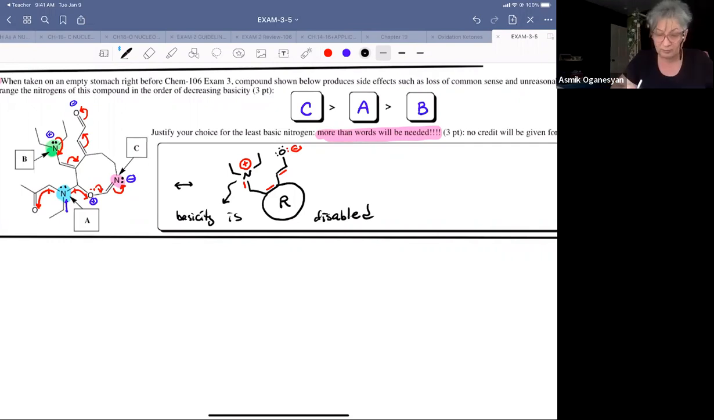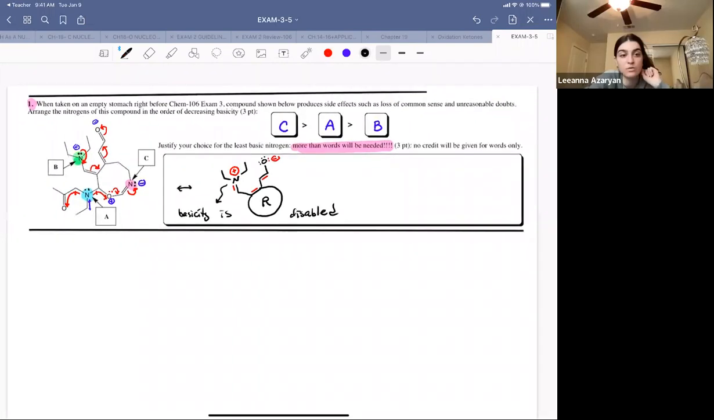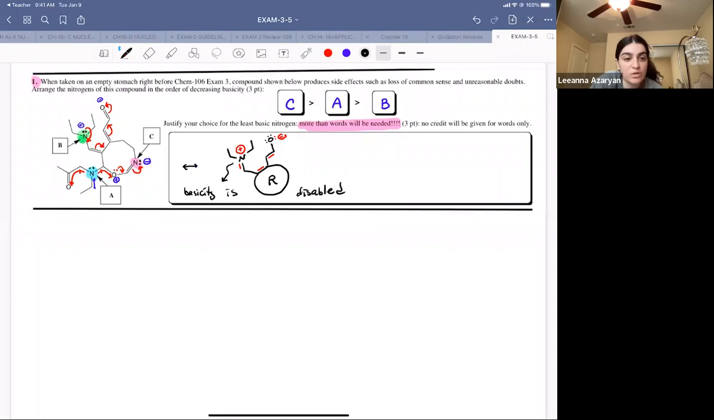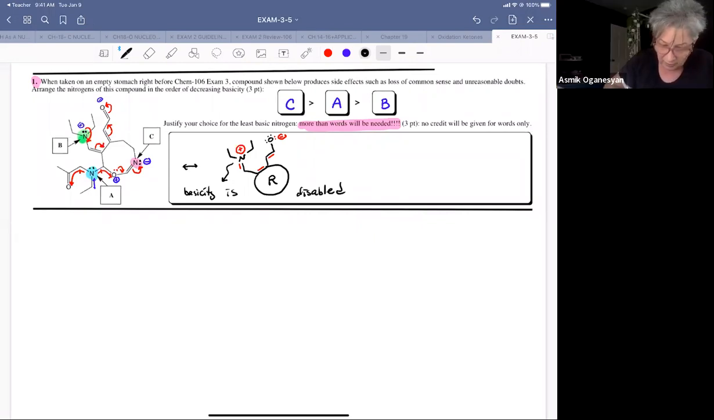If you guys have questions, yes. I wanted to know why for C it didn't resonate towards the oxygen like how it did in B. Okay, so Liana, let's just take that nitrogen. I'm not going to draw the rest of the structure. Just that much should be more than enough. Let's try to resonate the electrons from the nitrogen.